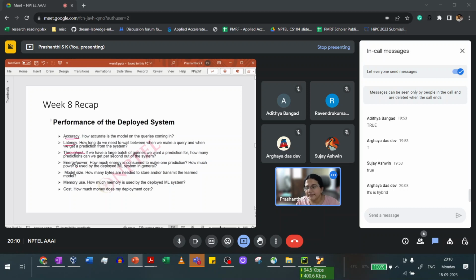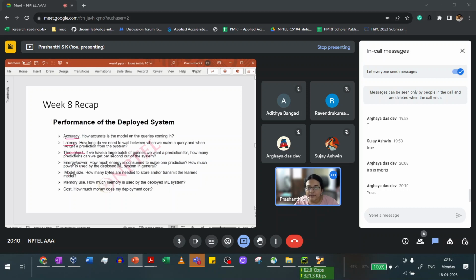Okay, other metrics that we can use is energy or power. How much energy is consumed? Okay, that answers it. Great. How much energy is consumed to make one prediction? How much power is used by the system? All of these can be considerations, right? For instance, I can put an edge device in a very remote location and I can have a power bank powering it. So then all of these things become very important.